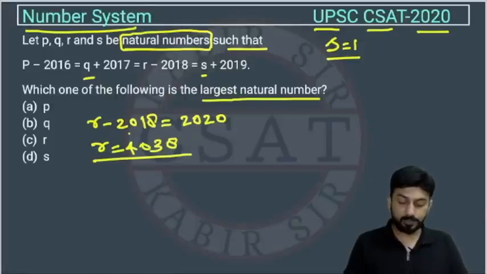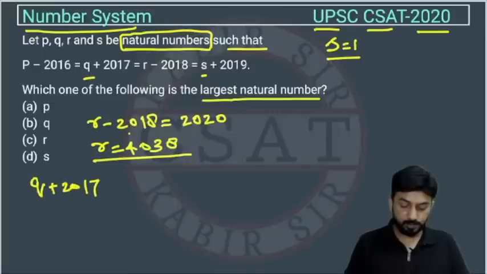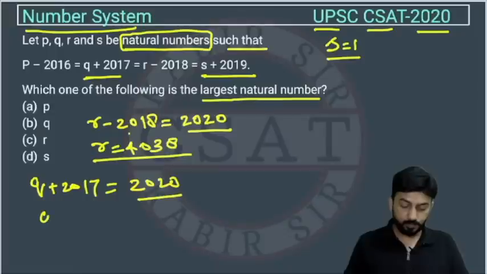Now we will calculate the value of Q. So Q plus 2017 equal to R minus 2018. R minus 2018 will be equal to 2020. So this will be 2020, right? Because this value is equal to this value, right? So Q will be equal to 2020 minus 2017. So the value of Q will be 3.